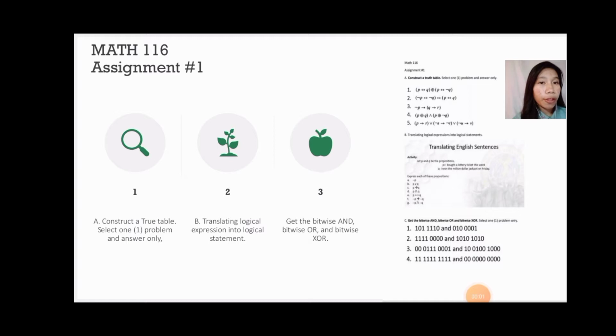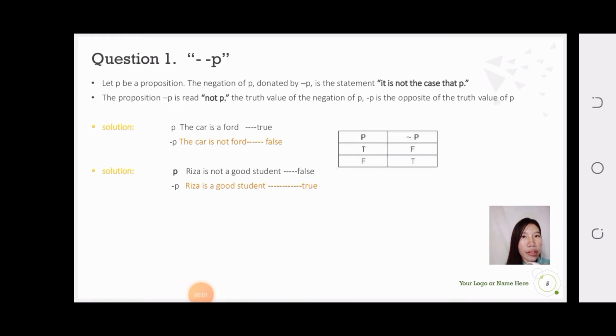Matapos nating sagutin yung column A, let's proceed to B, translating logical expression into a logical statement. So, question number 1. Let P be a proposition. The negation of P, denoted by not P, is the statement, it is not the case that P. The proposition not P is read not P. So, pag ang negation of P, ang iyahang statement ani niya is not P, which is it is not the case that P.